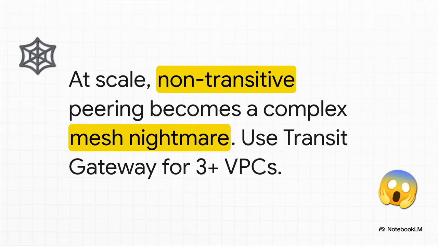Well, if you connect VPC A to VPC B, and then you connect B to C, A still can't talk to C. The connection doesn't pass through. You'd have to build another direct connection between A and C. You can see how, once you get more than a couple of VPCs, this turns into a total mess, a web of connections that people call the mesh nightmare.